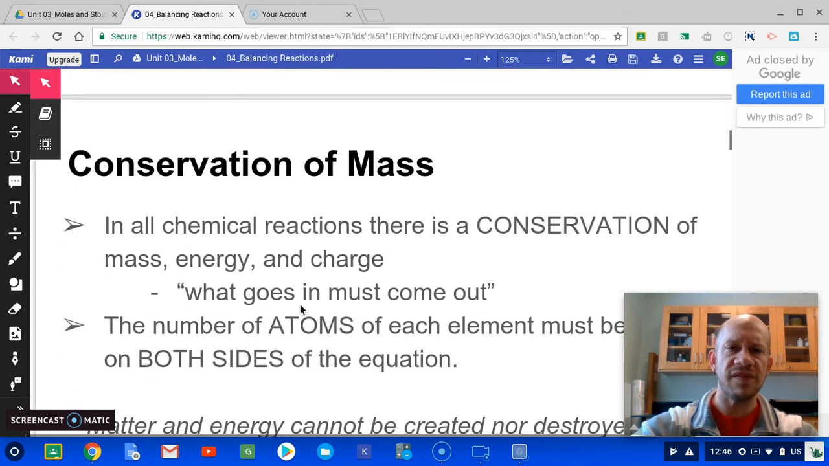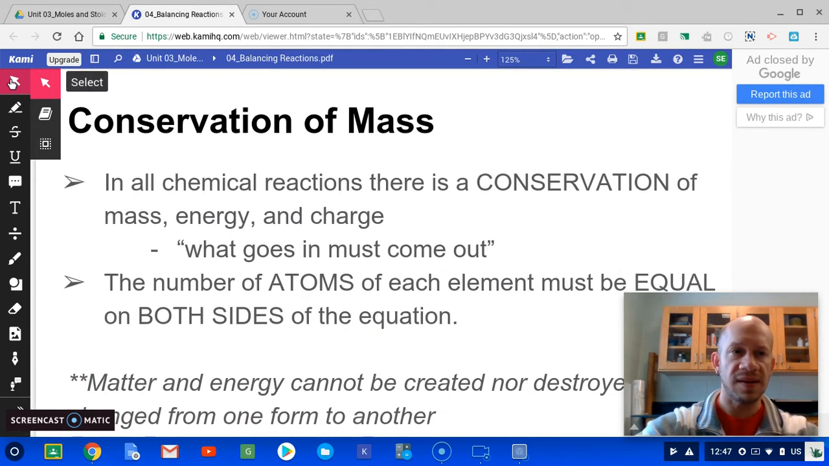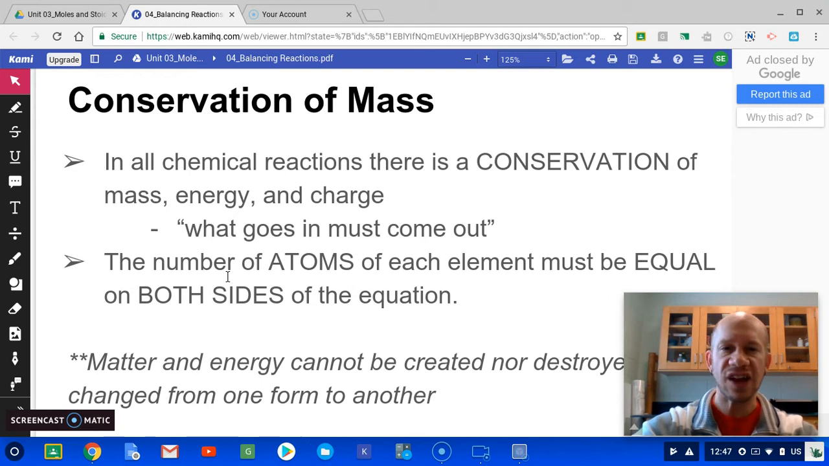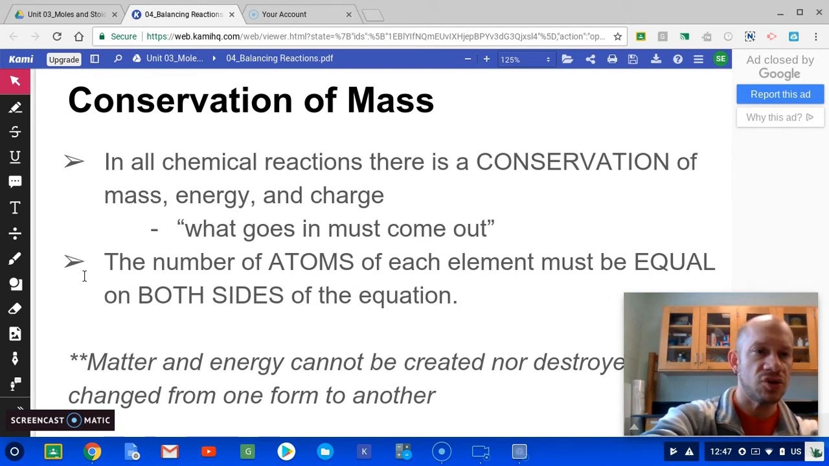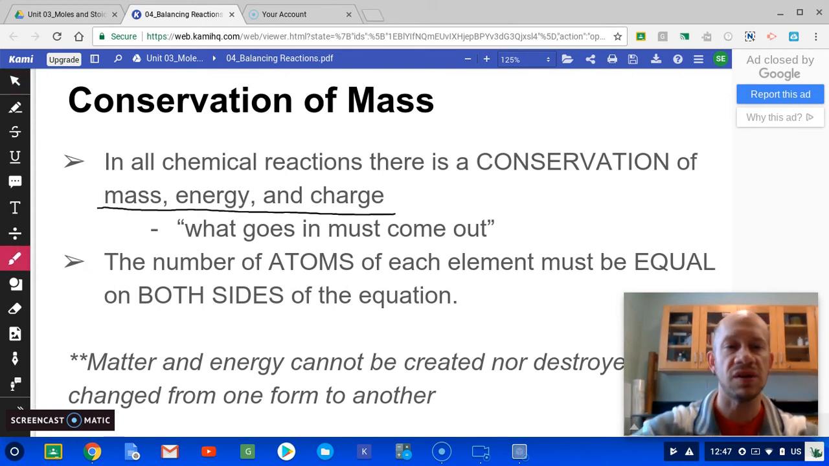So conservation of mass is a very important concept for you to understand. In all chemical reactions, there is a conservation of mass, energy, and charge. So make sure you are clear on these three things. Mass, energy, and charge are always conserved. Essentially, what goes in must come out.